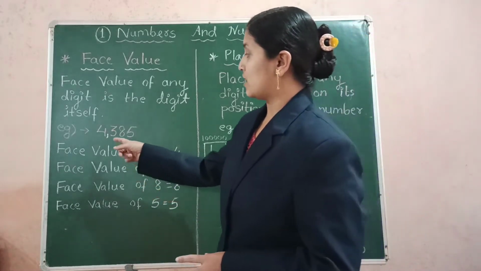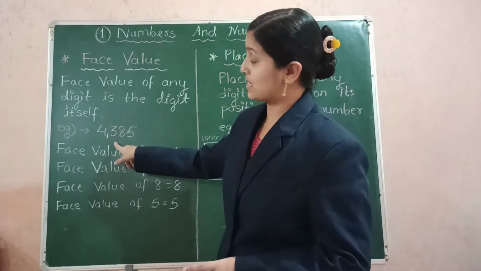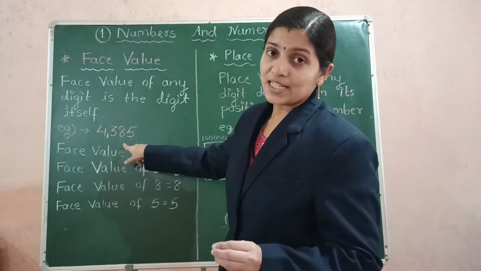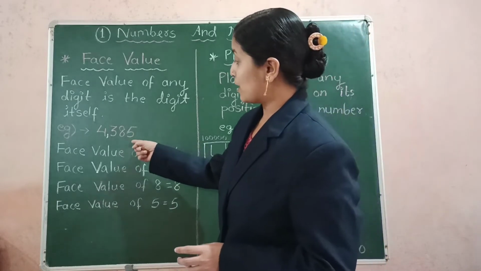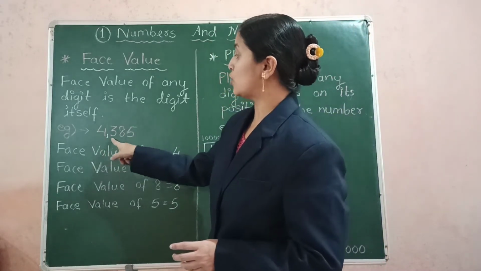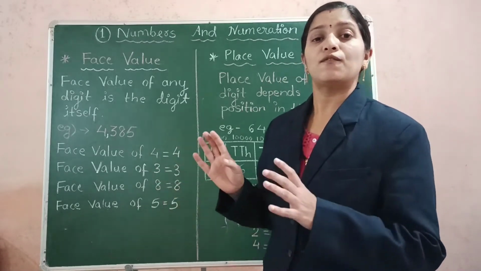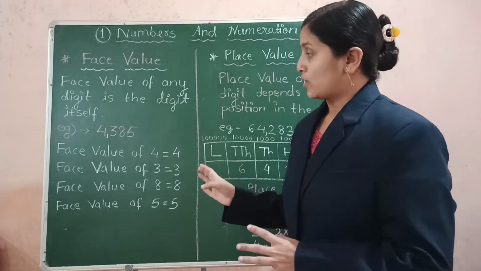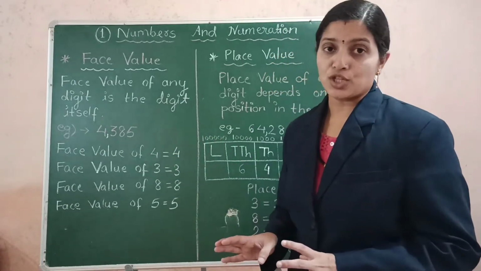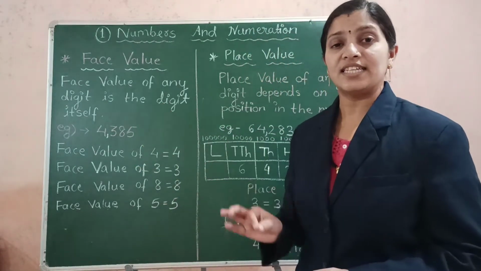So you can see here 4 is in thousands place, while 3 is in hundreds place, 8 is in tens place, and 5 is in units place. Even if 5 goes to thousands place or 3 goes to ones place, the face value of any number does not change, even if it is in any position. So the face value of any digit is that digit itself.